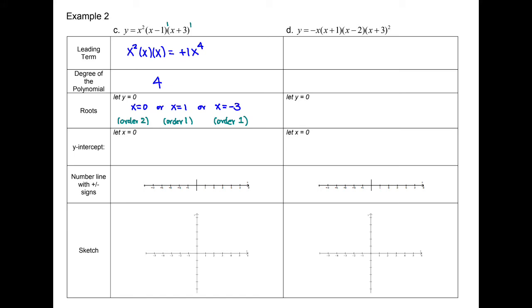Then we let x equal to 0 to find the y-intercept. And we will get the y-intercept is at 0. Now, let's put the roots on the number line, and we're going to check the positive negative sign for each interval.